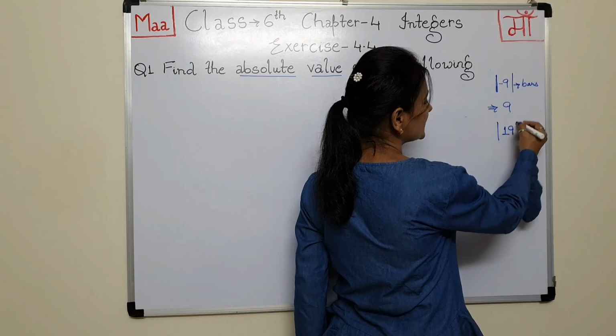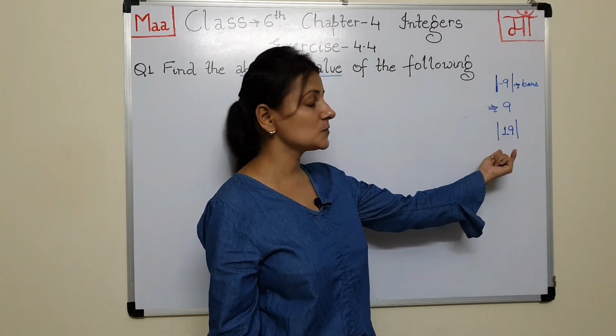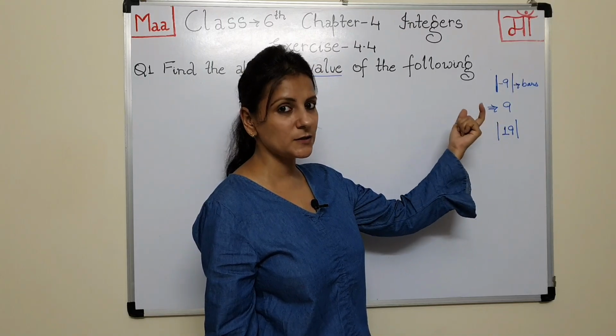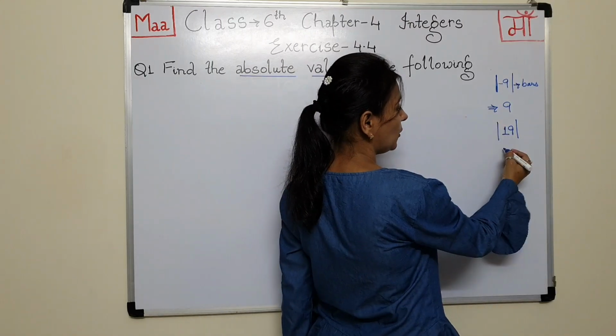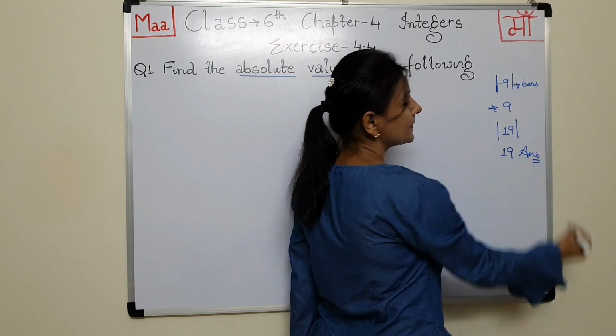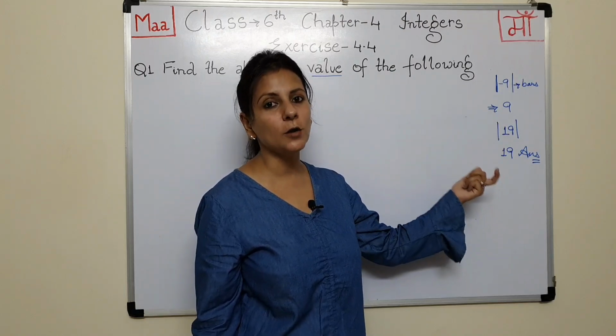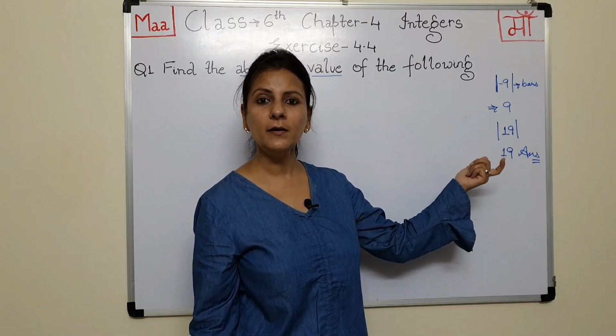लाइक मैं यहाँ पर एक और एग्जाम्पल ले रही हूँ 19. राइट नाउ दिस 19 इज विथ no sign, that means it is with plus sign. So the absolute value of this 19 will be 19 only. So this will be the answer. Got it? So like this we have to solve all the parts of question number first.